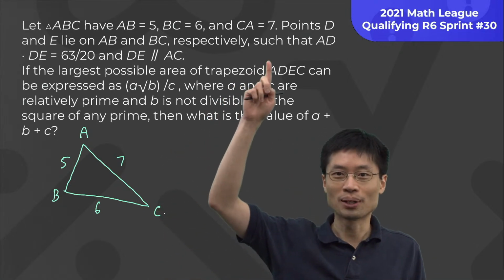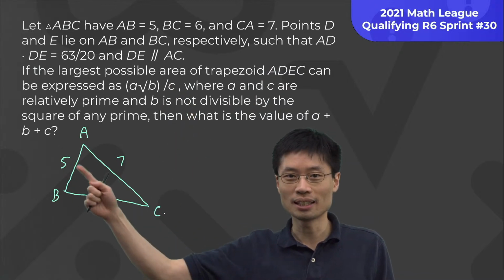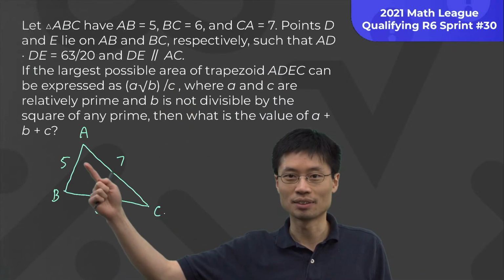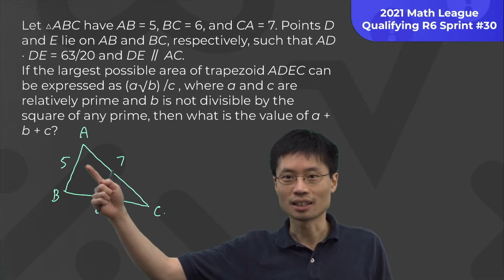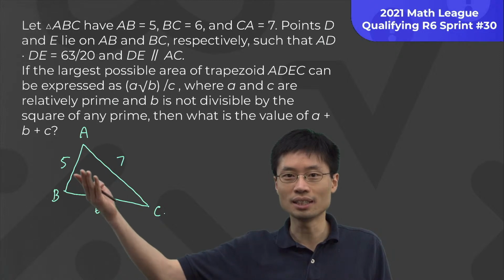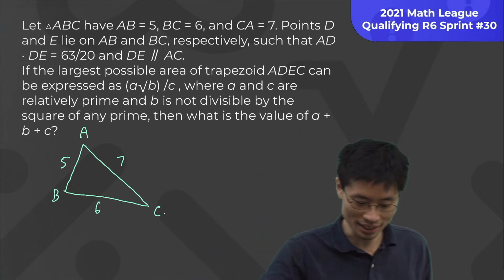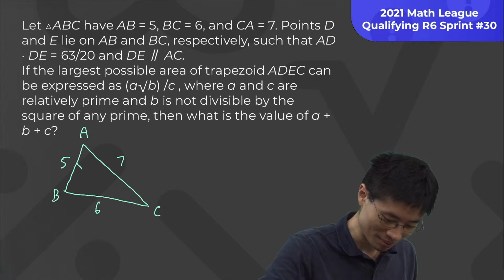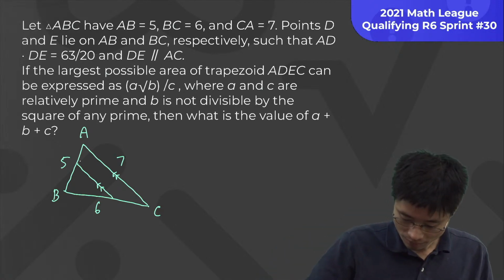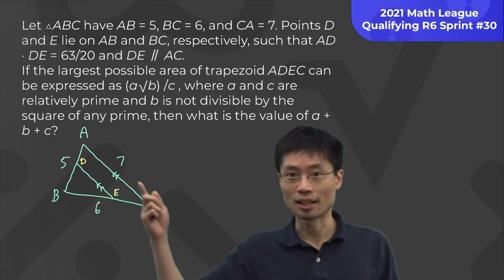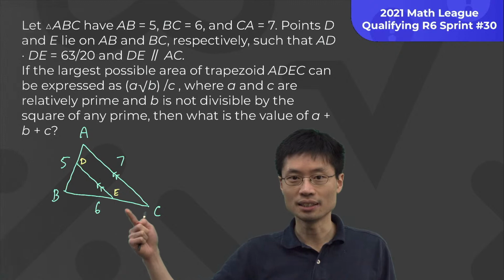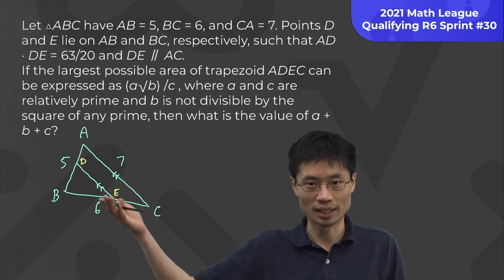Next, I have points D and E lie on AB and BC. So I'm going to have a D and I'm going to have an E such that AD times DE. Oh, but the DE is parallel to AC. Let's draw that. So I have a D and an E somehow doing something. Parallel. And I have a D and I have an E. Now I have this AD times DE is supposed to be 63 over 20. And okay, I've got some parallel.